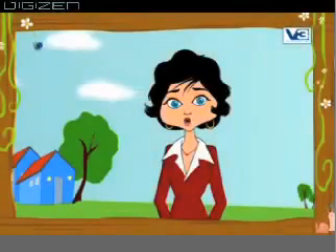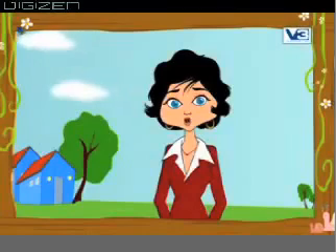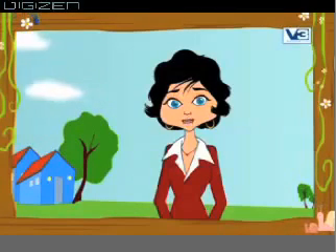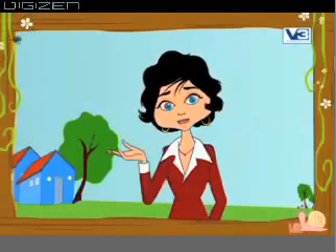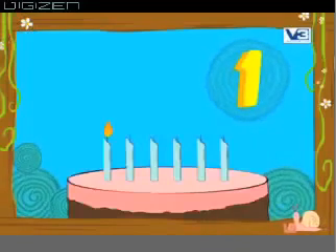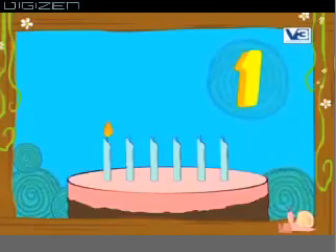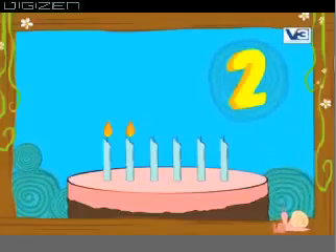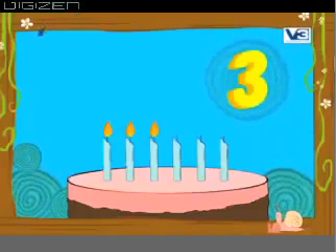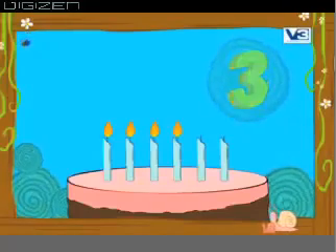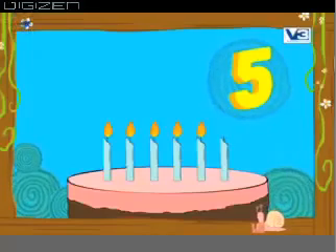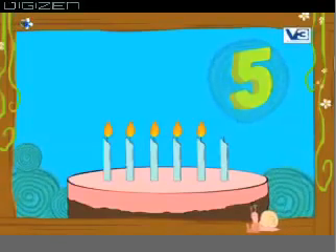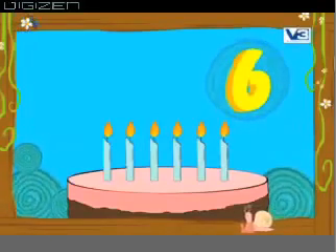Now, picture yourself lighting the candles on a birthday cake. Let's count aloud as we light each candle. One candle. Two candles. Three candles. Four candles. Five candles. Six candles.